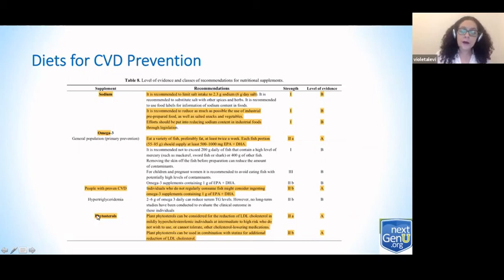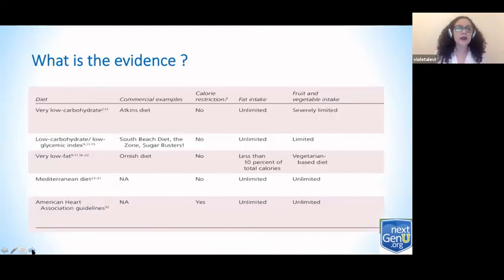And there is good evidence that plant phytosterols can be considered for the reduction of LDL cholesterol in mildly hypercholesterolemic individuals. So this is interesting. Most of the cereals have phytosterols and are enriched with them, so it's important to have whole cereals.